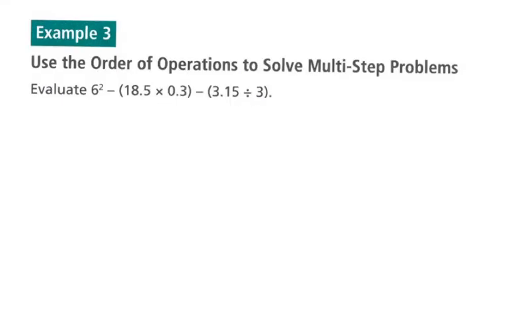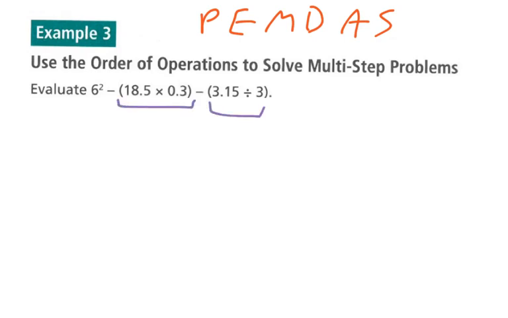So this is another multi-step problem, but again, it's order of operations. So it isn't really a word problem. We're just doing this with the order of operations. So remember, our order of operations is PEMDAS, or please excuse my dear Aunt Sally, whichever one works for you. So the first thing I have to do is my parentheses. And I have two sets of parentheses. So first I've got to go 18.5 times 0.3. And when I do that, I get 5.55.